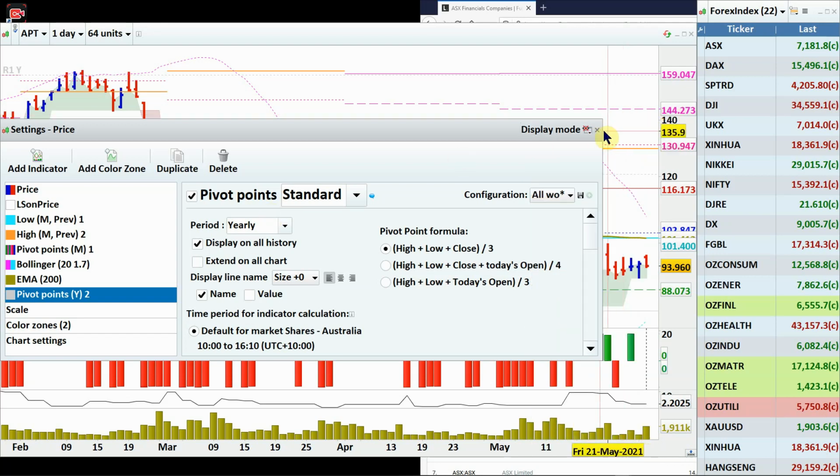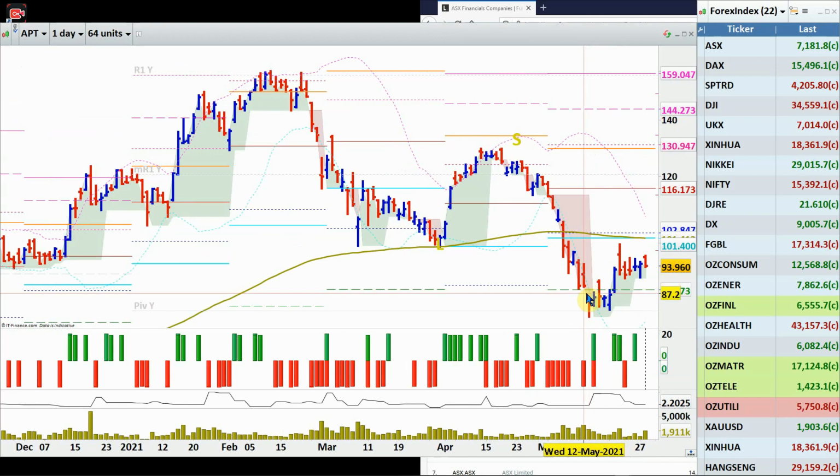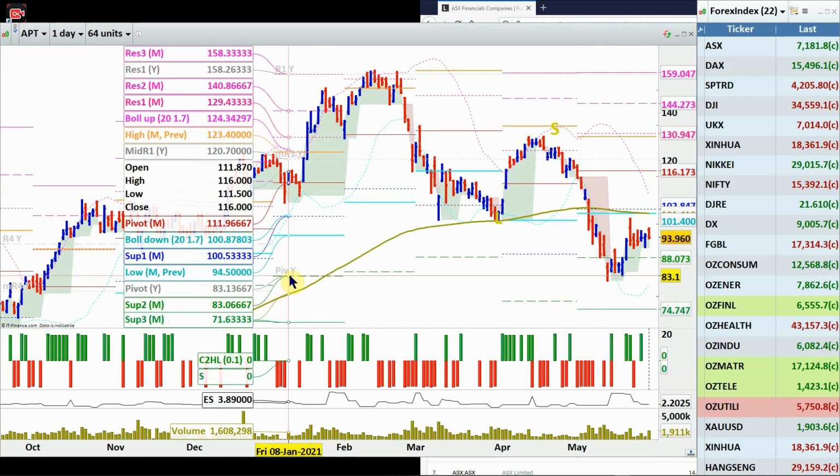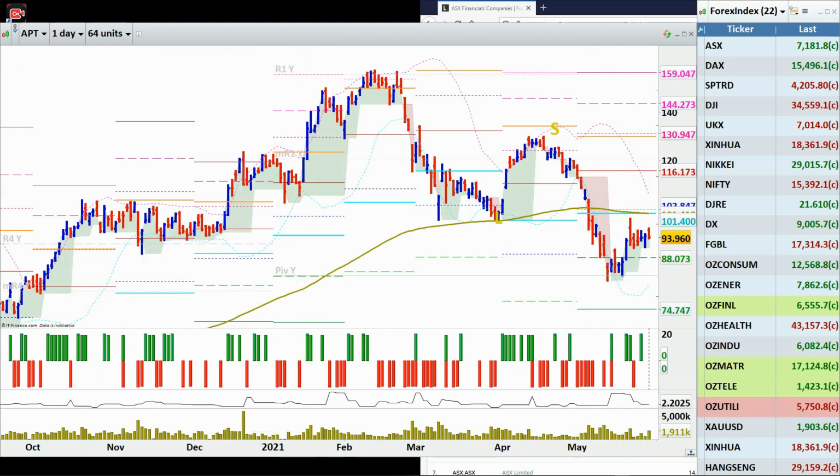So yearly, yeah, go. Yeah, this is the yearly pivot. It was just how the price respected that yearly pivot point. I was just looking at it. And this is yearly resistance 1. So just a nice thing to look at, I suppose.